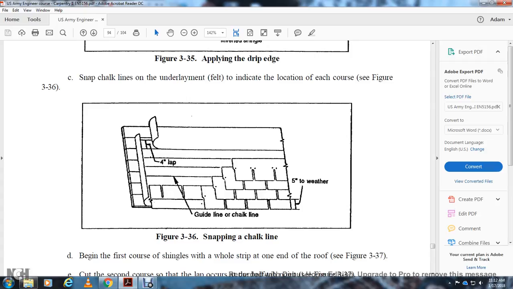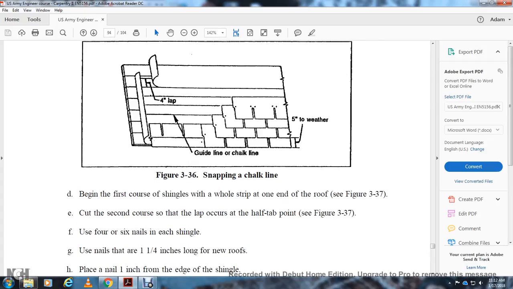Figure 336 shows the snapping of the chalk line, 4-inch lap, the guideline of the chalk line. Begin with the first course of the shingle with the whole strip at one end of the roof, figure 337. Then cut the second course. There's a lap of course with a half tab pointing up. Use 4 to 6 inch shingles.